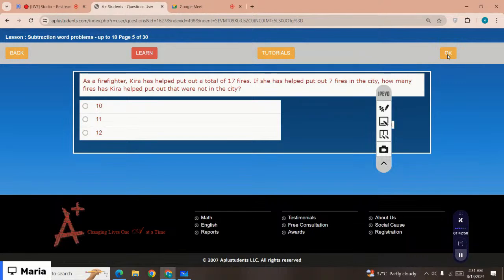The next one is: as a firefighter, Kira has helped put out a total of 17 fires. If she helped put out 7 fires in the city, how many fires has Kira helped put out that were not in the city? So which is the correct option?